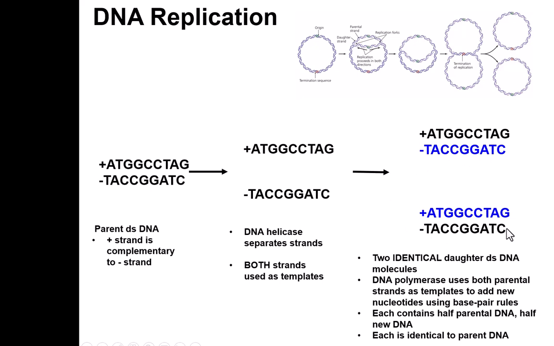So as a result, what we have are two double-stranded DNA molecules. And if you look at the sequences, they are both identical to one another. They are also both half old and half new. And if you look at these sequences, they are both identical to what we started with. So we basically just made a copy of what we started with.